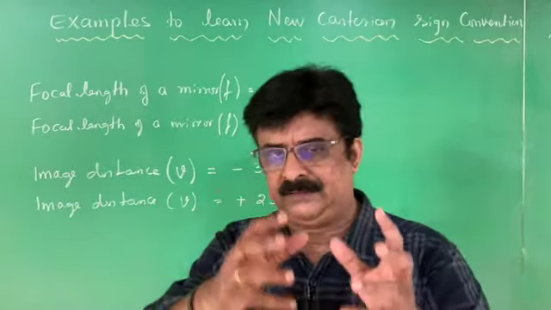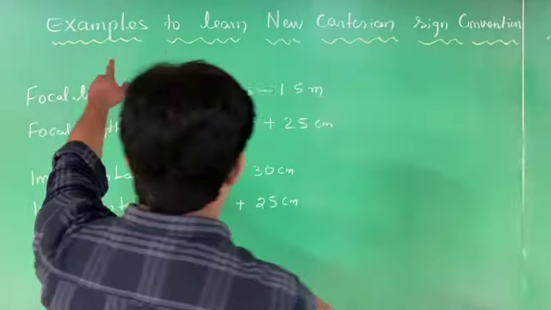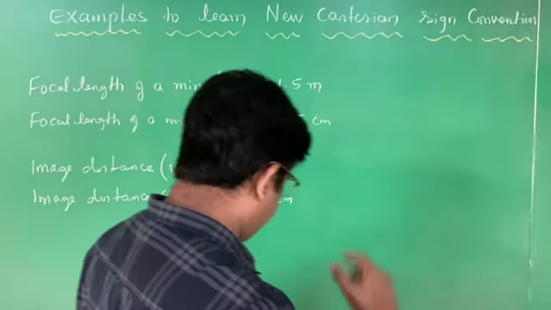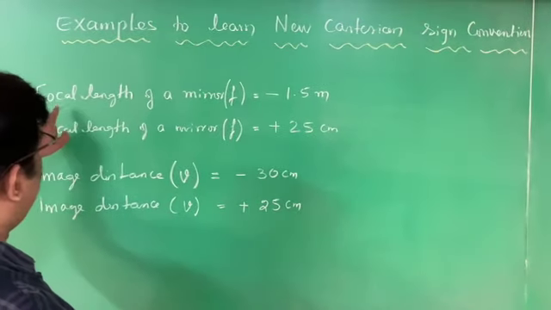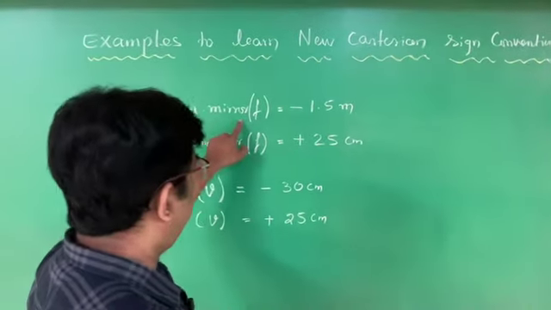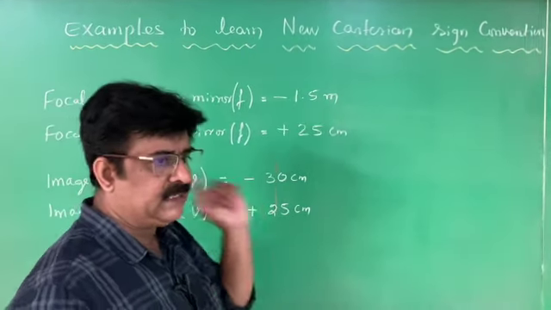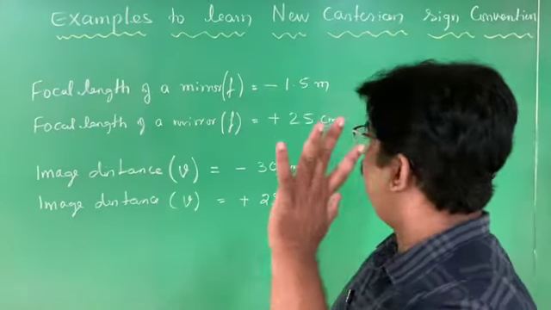Now, let us take some examples of the new Cartesian sign convention. Examples to learn the new Cartesian sign convention, that we have to do now. First sentence: focal length of a mirror is equal to minus 1.5. That is a statement. Focal length of a mirror is minus 1.5 meter.